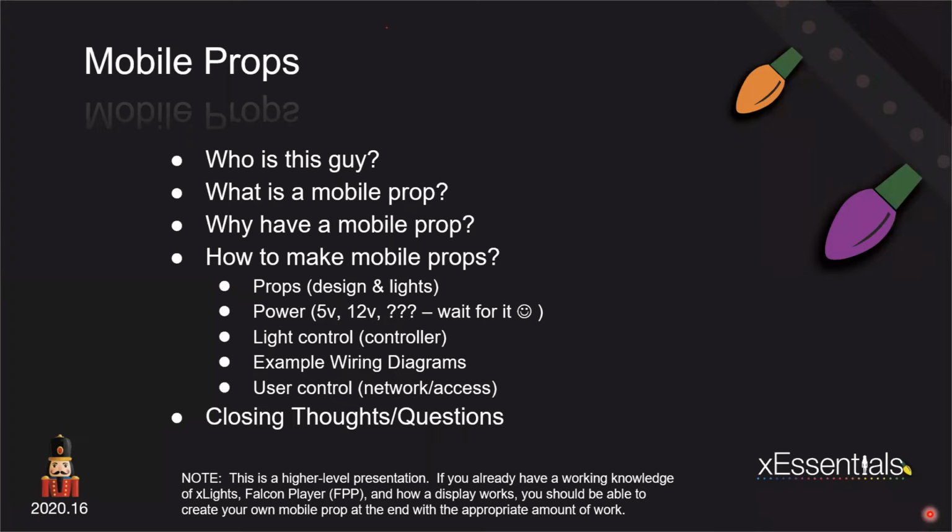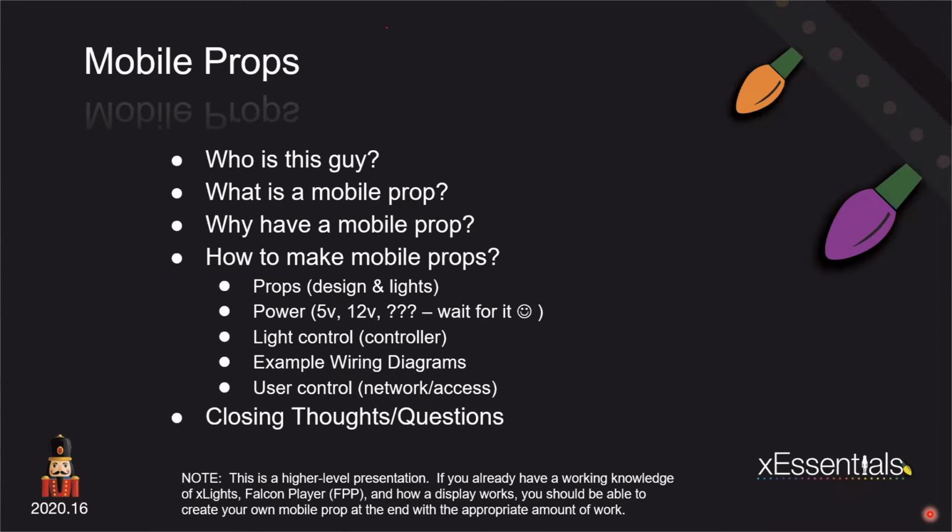And then we'll get into the meat of the presentation: how to make mobile props, from design and lights, to power, 5 volt, 12 volt. Don't worry, we're not going to get into an argument tonight. Then light control, some example wiring diagrams, some user control as far as network and access, and then some closing thoughts, and hopefully some period for questions.